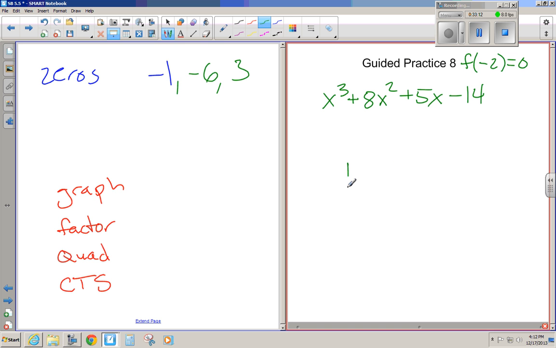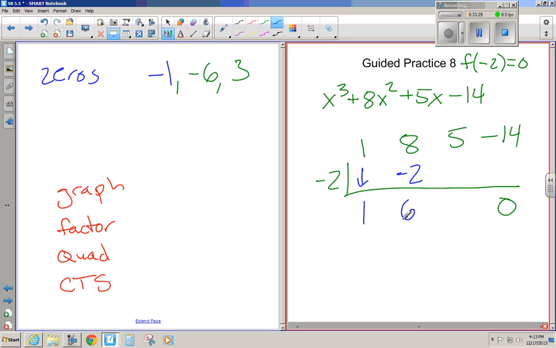All right, synthetic division, so much easier than other methods. 1, 8, 5, -14. Put the -2 in here, and we had better end up with a 0 at the end. Drop down the 1. Add these together. Multiply, add, we get our 0. And we are now happy.